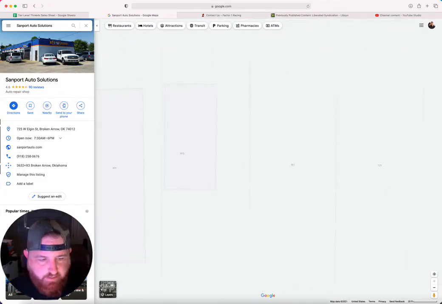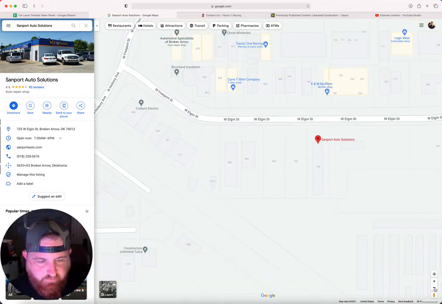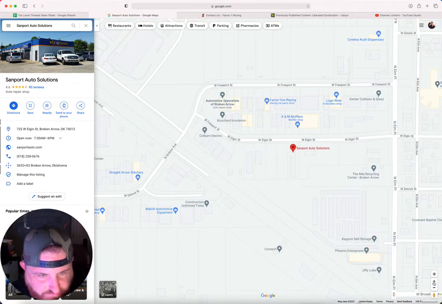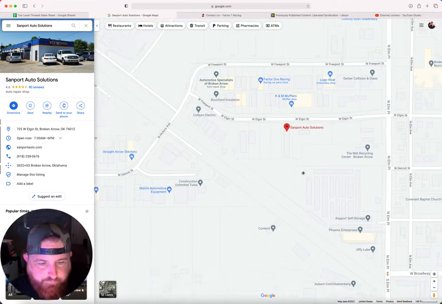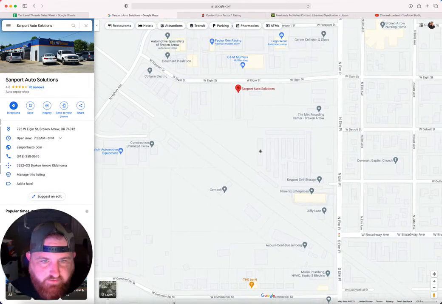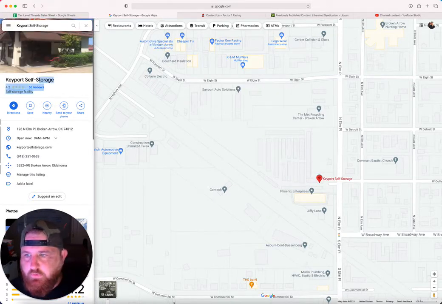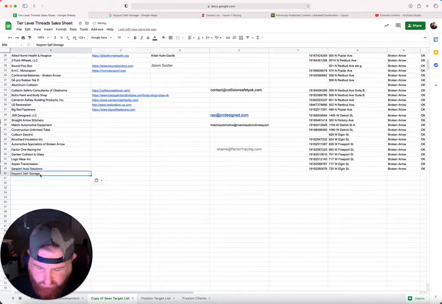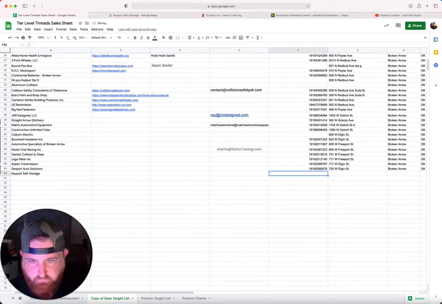So I'm going to zoom out here a little bit and see if anything else shows up. There's more businesses there. I just don't know why they're not showing up right there. So we're going to move down here. We're staying in the same area. So here's another one called Keyport Self-Storage, another good one, especially if people in the area are looking at renting apartments or looking for things, and they have staff.